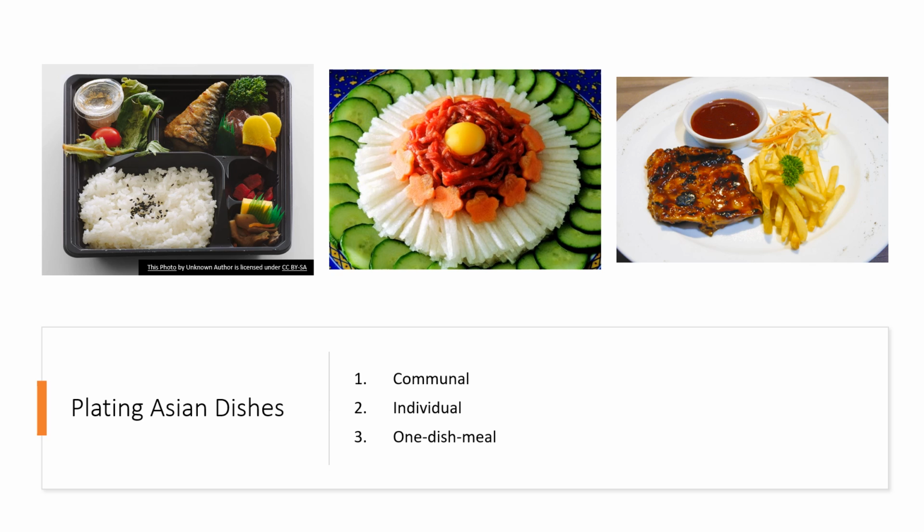Moving on to one dish meal, you should balance the color and texture in a plate.